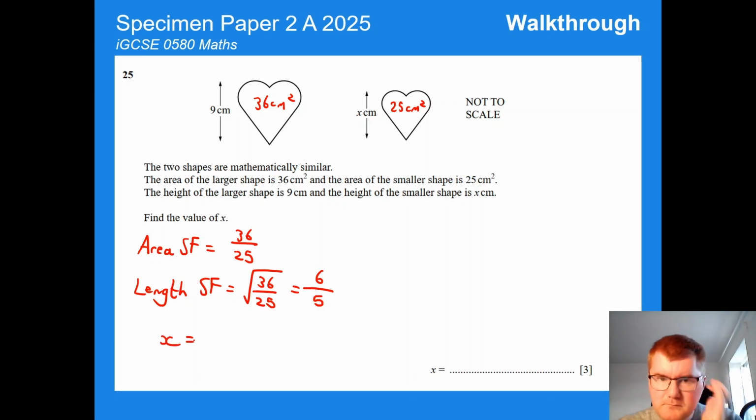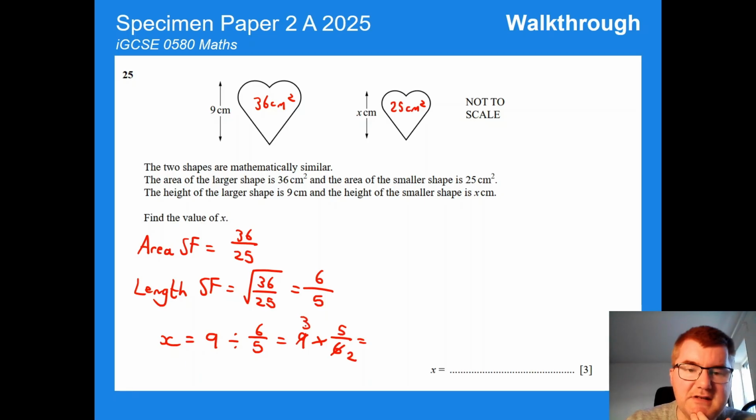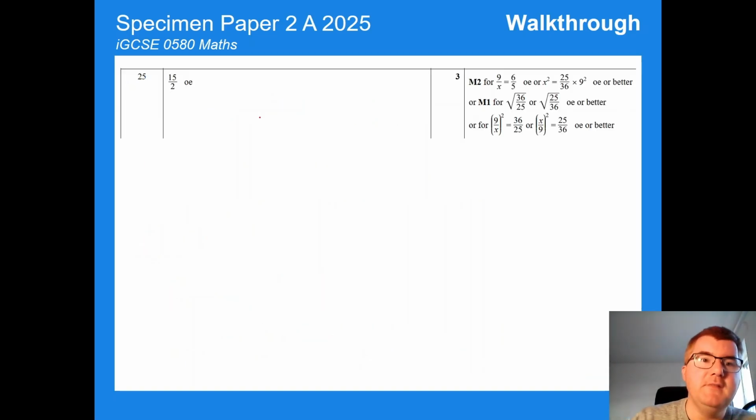To work out x, we take the 9, and because we're going from bigger to smaller, we divide by 6 over 5, which is the same as multiplying by 5 over 6. There should be some cancellation here to help us. 3 goes into 6 twice, into 9 three times. This gives us 15 over 2, which is equal to 7.5. We're getting nice-ish numbers to work with, and of course x needs to be smaller than 9. They give it as a fraction, 15 over 2, but 7.5 is equivalent.